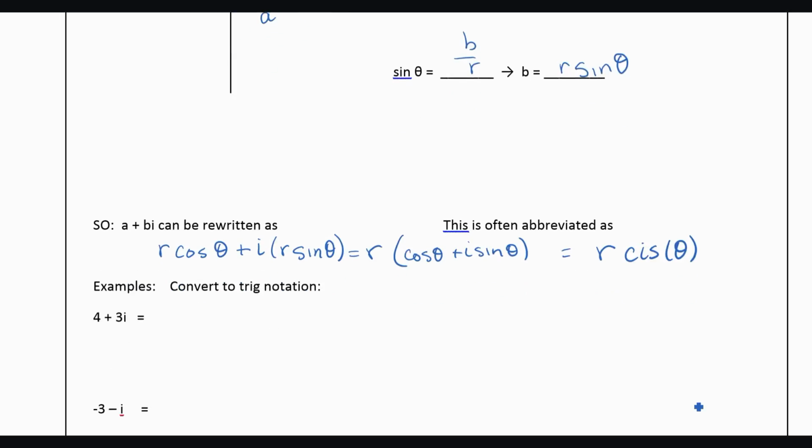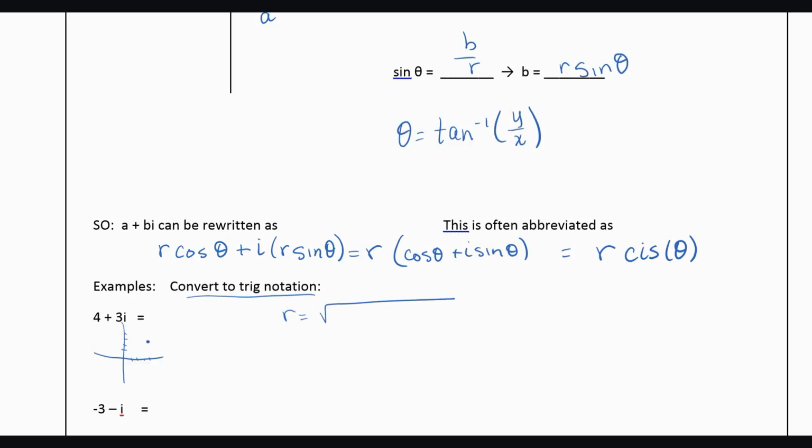Another thing to remember is that theta is going to be equal to tangent inverse of y over x, and you'll then use reference angles if you need to make sure you're in the right quadrant. So I always like to start by thinking, okay, where is this point? If we go over 4 and up 3, we're in the first quadrant. So the first thing we're going to do, we want to convert this to trig notation. We're going to find our r.